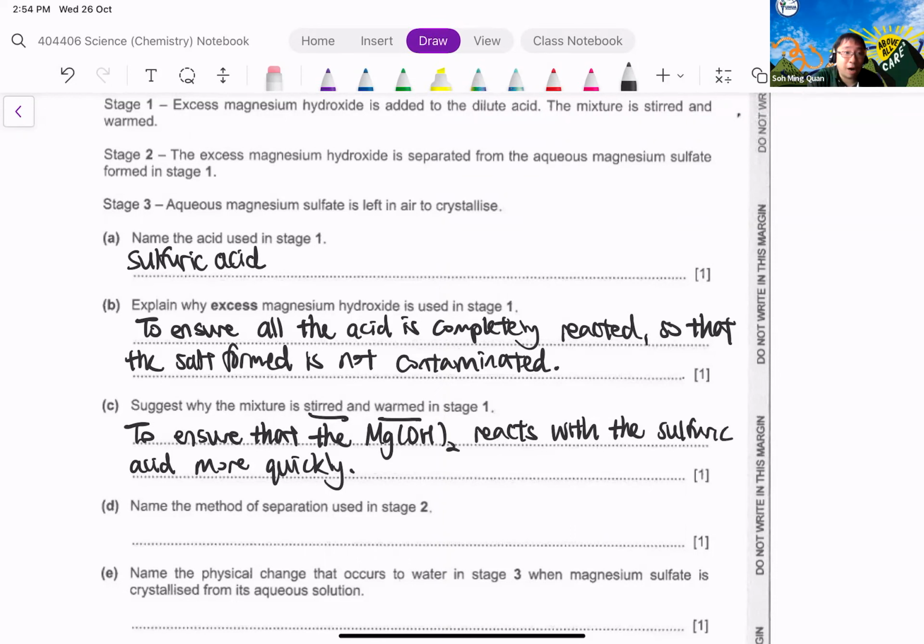Okay, so we say goodbye to stage 1. Now we go to stage 2. Now you really have to read. Stage 2, the excess magnesium hydroxide is separated from the aqueous magnesium sulfate. So you need to know that the magnesium hydroxide is an insoluble solid, right? How would you separate a solid like magnesium hydroxide from an aqueous solution of the salt? The method you use to separate out solids is always filtration. You will use filtration to separate out sand from water, because sand is an insoluble solid. So similarly, over here in this reaction, magnesium hydroxide is a solid, so you use filtration as well.